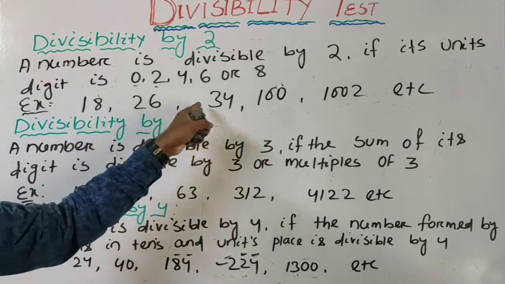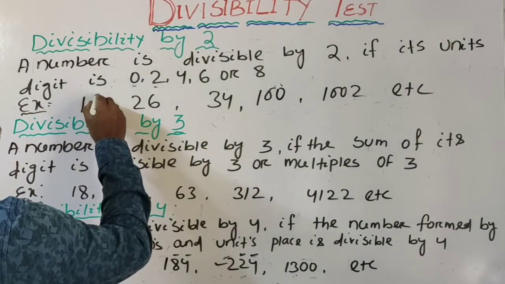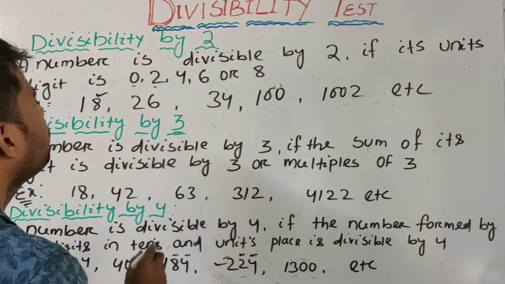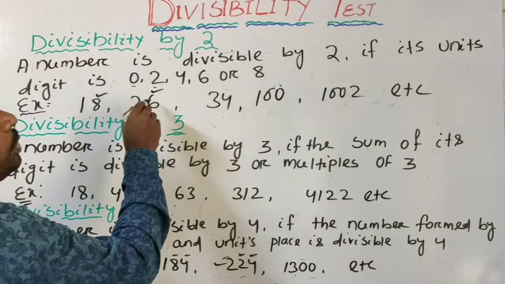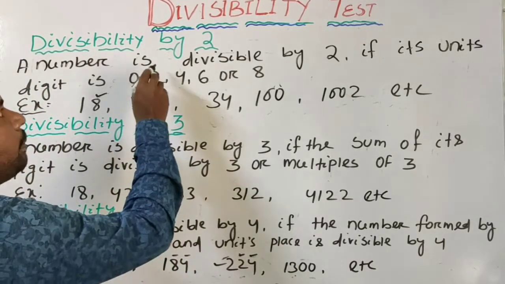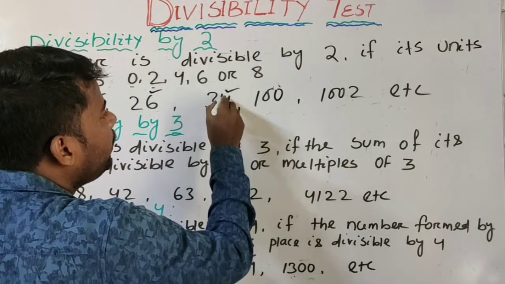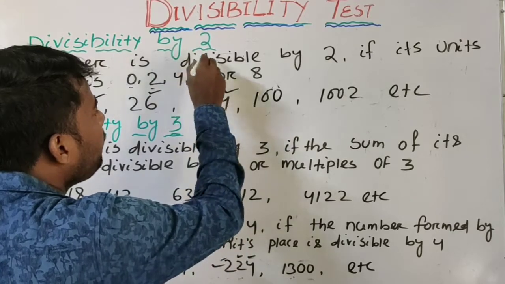Look at these examples. Here 18. Its unit digit is 8, so this number is divisible by 2. Here 26. Its unit digit is 6, so this number is divisible by 2. Here 34 and its unit digit is 4, so this number is divisible by 2.